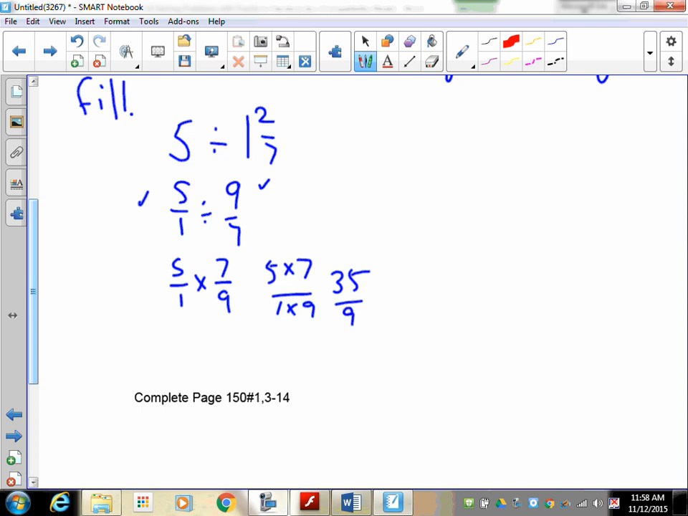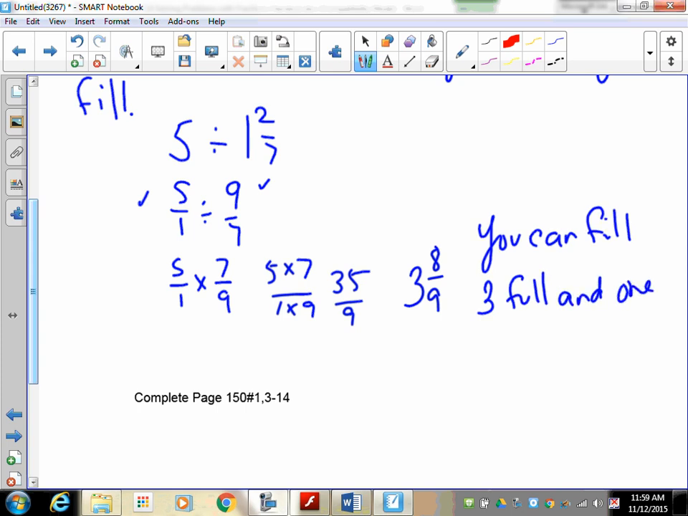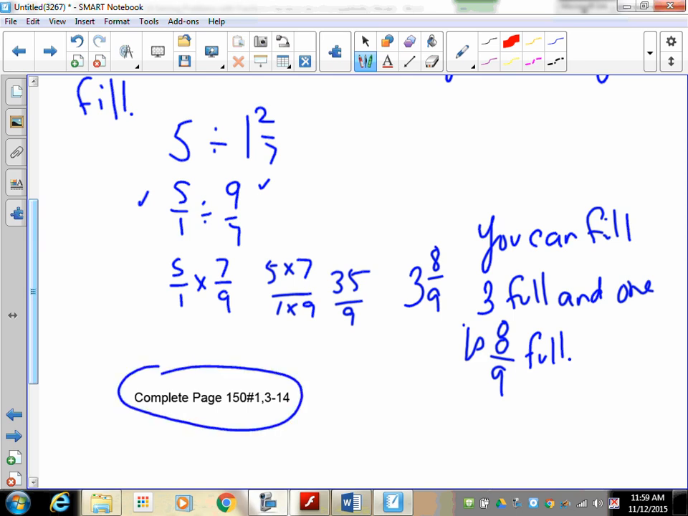Now you have to take 35/9 and change it into a mixed number. 35/9 is 3 8/9. So if you take a look at this, the question asks how many can you fill? You can fill 3 full, and 1 is 8/9 full. So the question, though, I think is worded how many you can fill, so your answer here is you can fill 3.